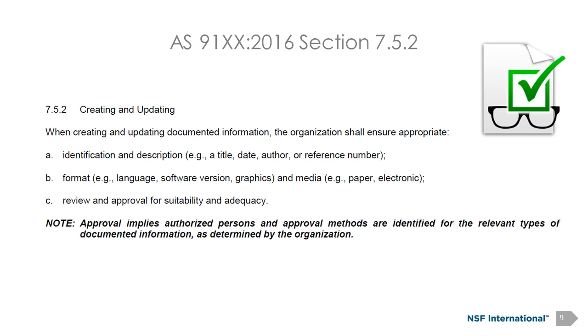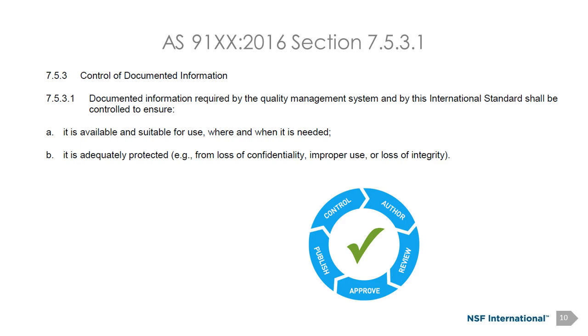And then the controlling information associated with letter A and letter B. 7.5.3, in particular 7.5.3.1, talks about documented information required by the QMS and by the standard shall be controlled. So we need to have all of those documents, whether we've identified it or the standard identified as being a part of our system, as being controlled. And we do this to ensure it's available and suitable for use where and when it's needed. And it's adequately protected so we don't lose information, whether it's confidential or integrity. We want to make sure that we're all working to the same sheet of music, if you will.